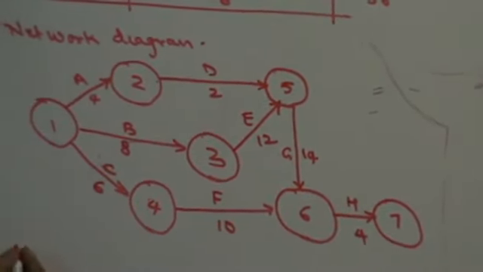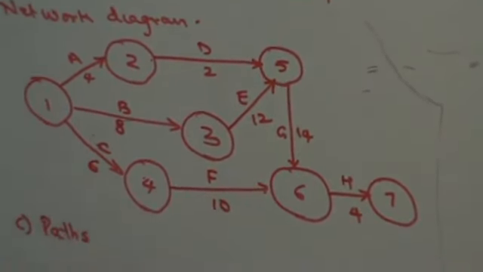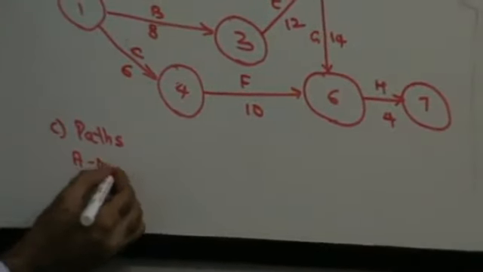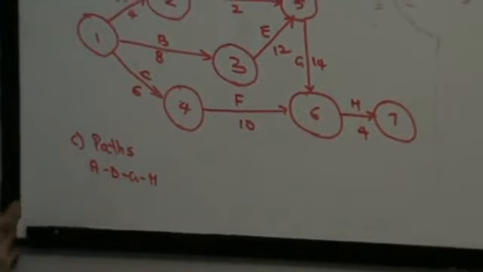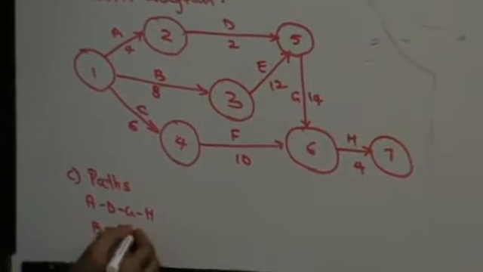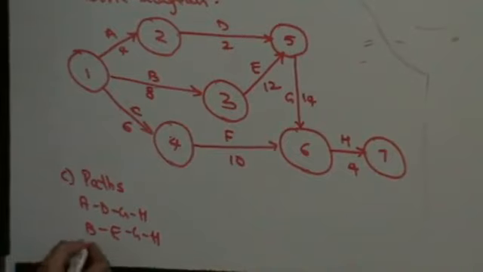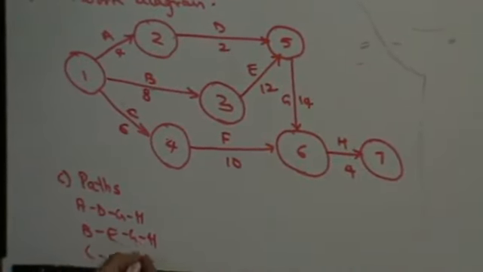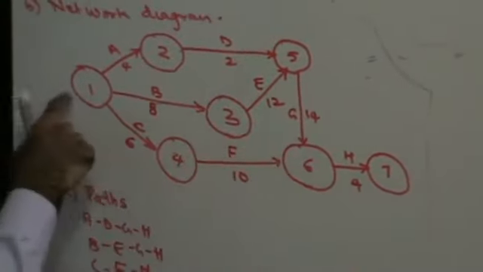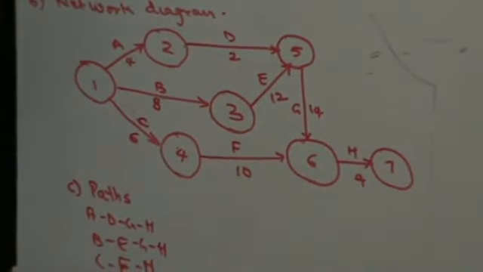Once I have the network diagram, let's find out the paths. I have to go from 1 to 7. The various paths I have are A, D, G, H; the second is B, E, G, H; and the third is C, F, H. So these are the 3 paths I have.